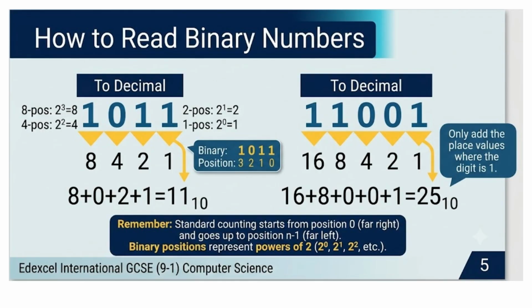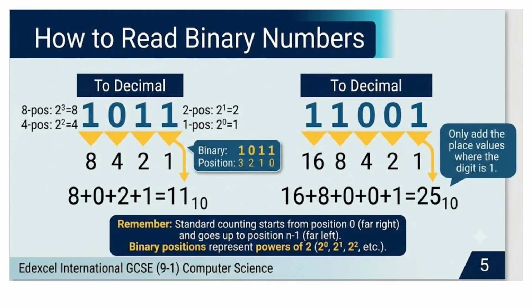Let's try another example. This time, the binary number is 11001. Its place values are 16, 8, 4, 2, and 1. Again, we only add the place values where the digit is 1. So we calculate 16 plus 8 plus 1. The answer is 25.